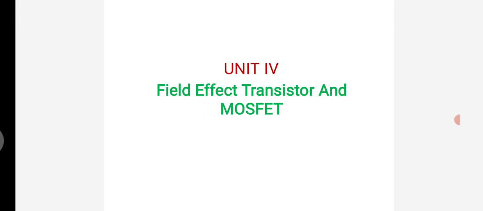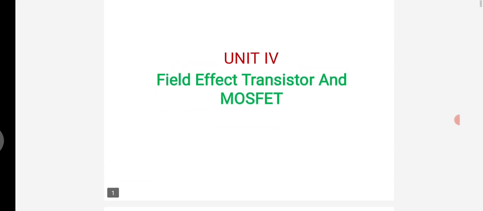Good morning, all. Now we are going to discuss field effect transistor and MOSFET that is related to semiconductor devices in the fourth chapter. The name is field effect transistor and MOSFET. Already in previous videos we have learned about the transistor, PN junction diode and rectifiers, filters and regulated power supply. In this video we will discuss the field effect transistor and MOSFET.